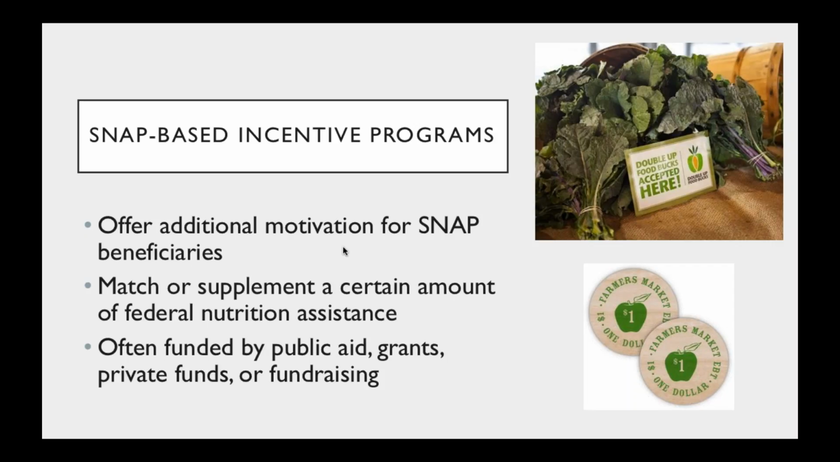So for example, if you come to the market wanting to spend $10 of SNAP benefits, you'll go to the central booth and tell whoever is working there, I have $10 that I'd like to spend on my EBT card, and you'll swipe it, and then they will match that $10 with another $10. So you'll effectively come with $10 to spend at the market and have 20.